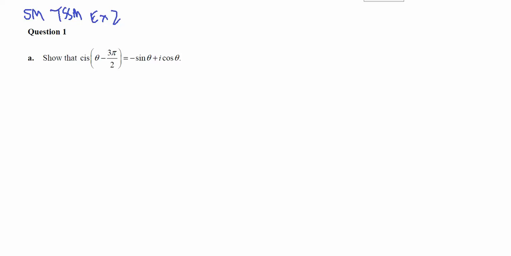This question is for specialist maths. It comes out of the TSSM exam 2. Show that the cis of theta minus 3 pi on 2 is equal to that. Okay.